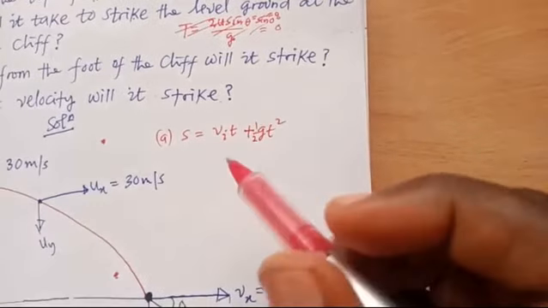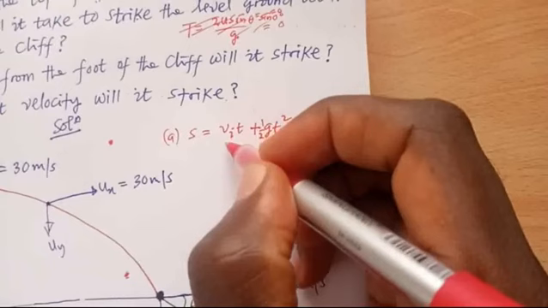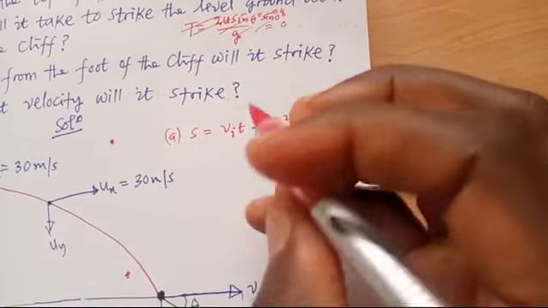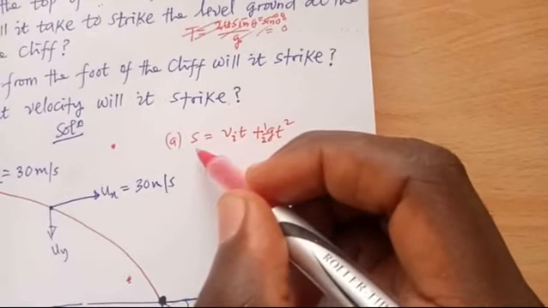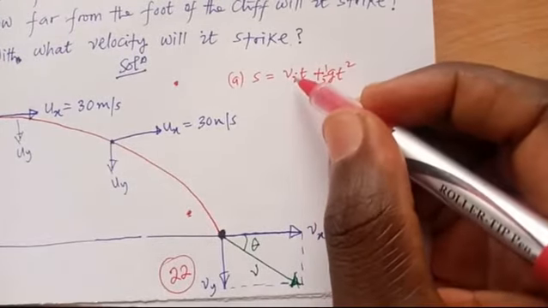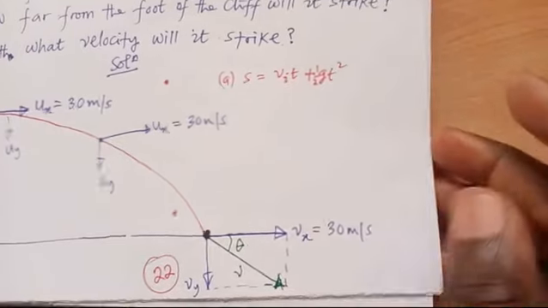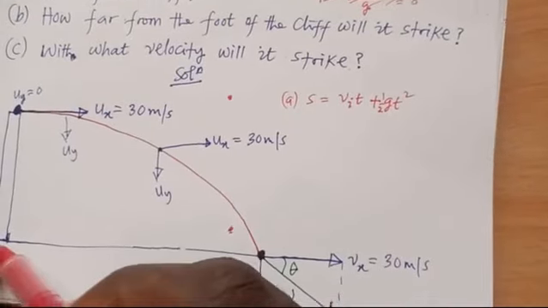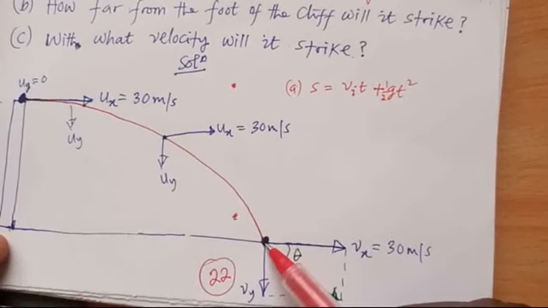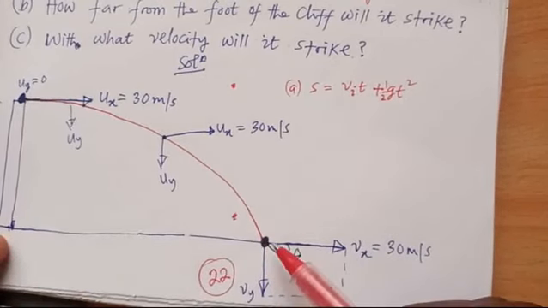Now I have different initial velocities: initial vertical and initial horizontal. If this s is horizontal, then my v initial should be v sub x. But I don't know the range, I don't know the distance from here to here. In fact, it is one of my target variables. I was asked to get that.